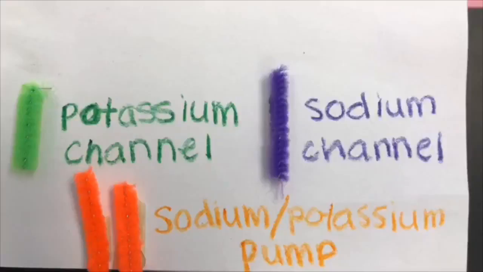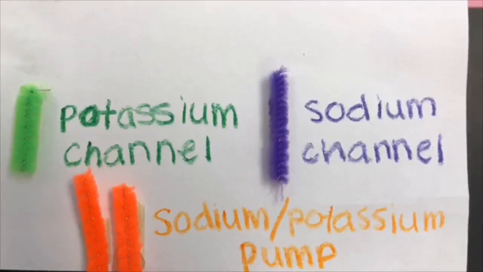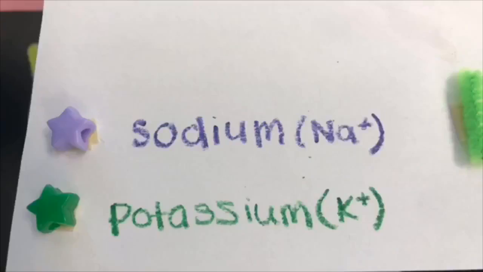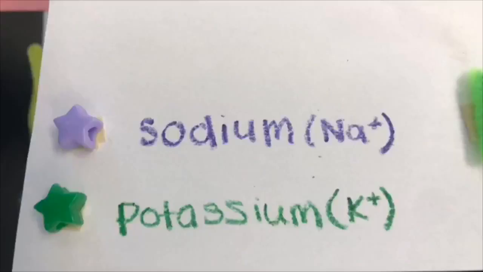This is the key for the next diagram, where green pipe cleaners represent a potassium ion channel, the purple represent a sodium ion channel, and the orange represent a sodium-potassium pump. Sodium ions are represented by the purple stars, and potassium ions are represented by the green stars.